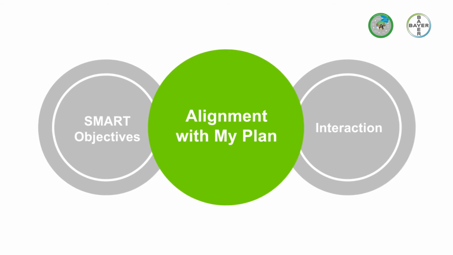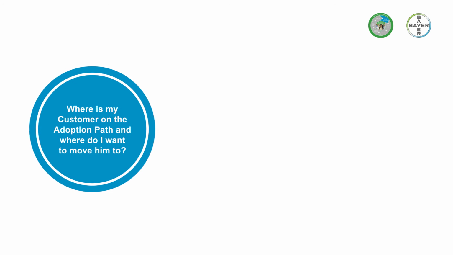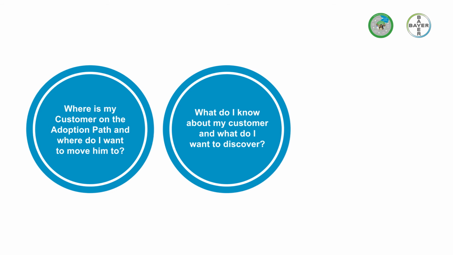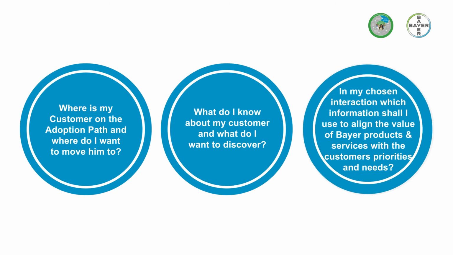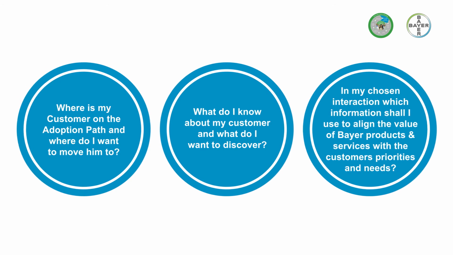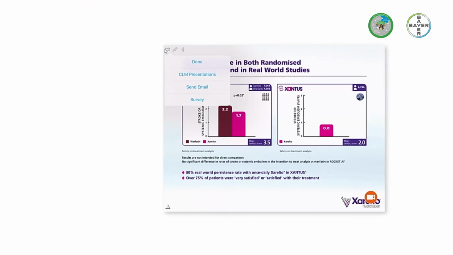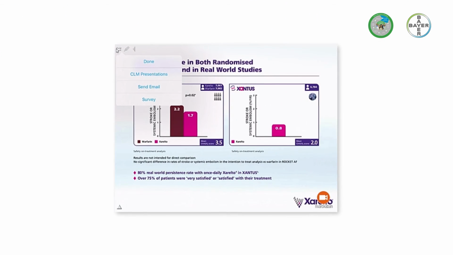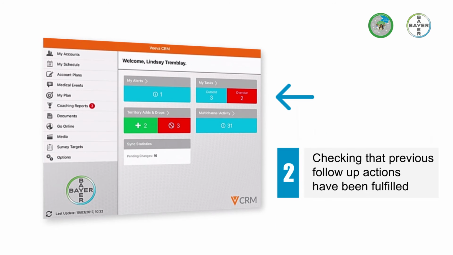Things to consider are: where is my customer on the adoption path, and where do I want to move him to? What do I know about my customer, and what do I want to discover? In my chosen interaction, which information shall I use to align the value of Bayer products and services with the customer's priorities and needs? There are 4 key areas where the information can help you define the right goals and objectives for the individual customers. 1. Defining the key marketing messages per interaction. 2. Checking that previous follow-up actions have been fulfilled.